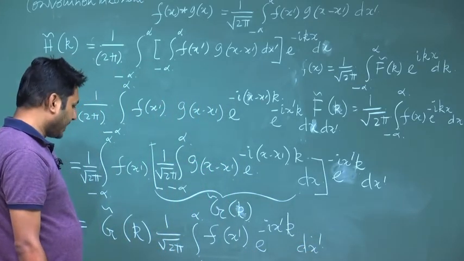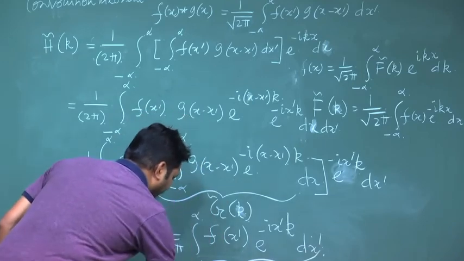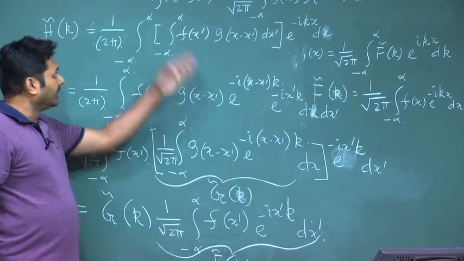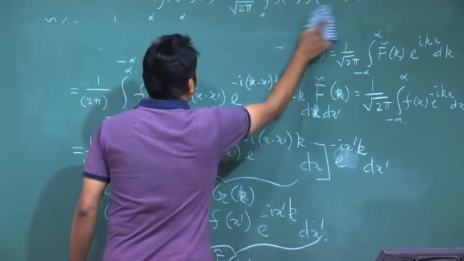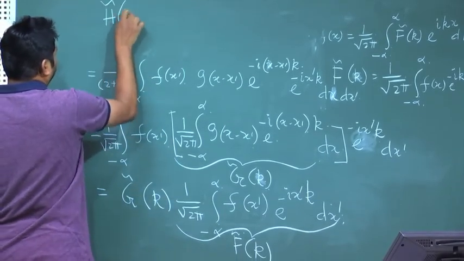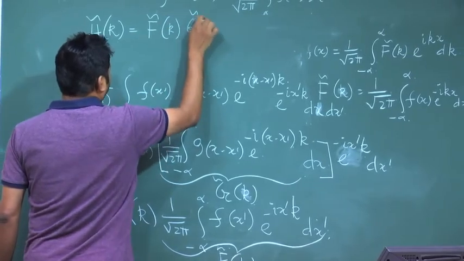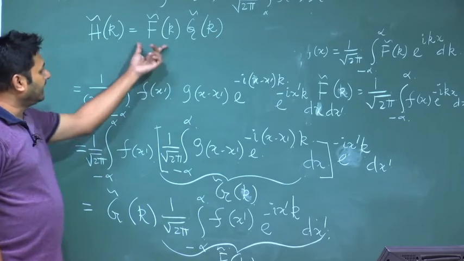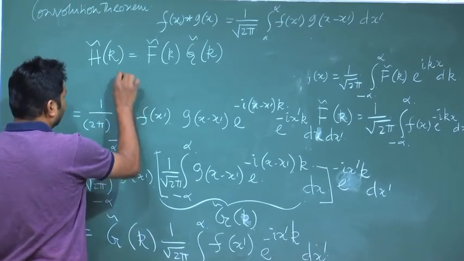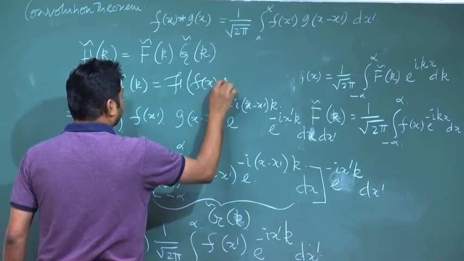dx prime. So, now this entire stuff, 1 over root 2 pi, this and this, is nothing but the Fourier transform of f, f tilde k, which is the Fourier transform of this. Now, if I write it here, then my h tilde k is f tilde k multiplied by g tilde k. F tilde k and g tilde k are the Fourier transforms of f x and g x, and h tilde k is nothing but the Fourier transform of this convolution, f x star g x.